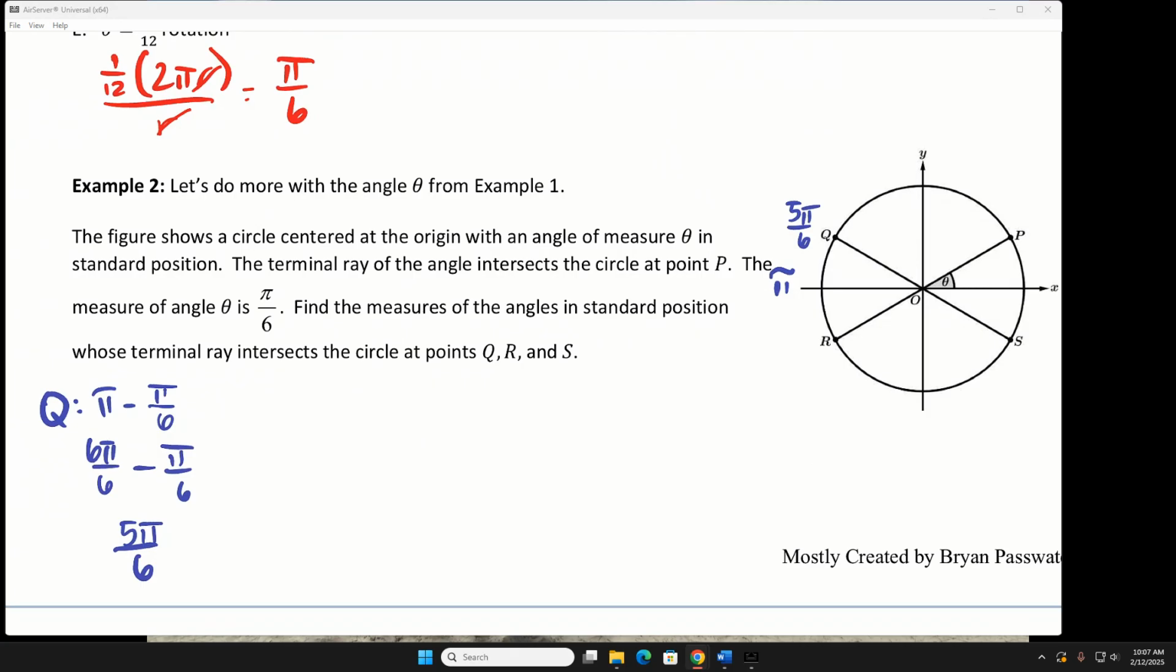All right, for R, I still know that here to here is pi. I still know that this is pi over 6. So what do I need to do this time to get that angle? We're going to add. Nice job. All right, so I know R is 7 pi over 6.